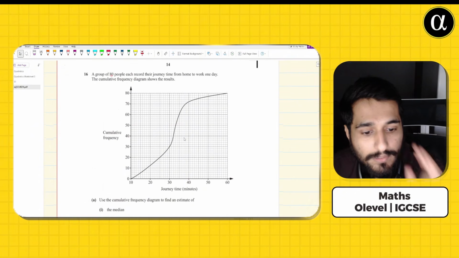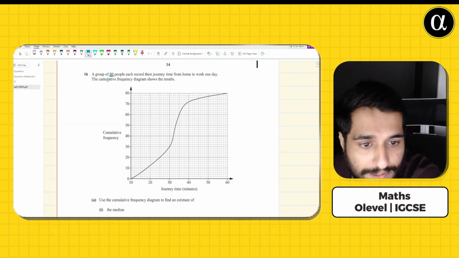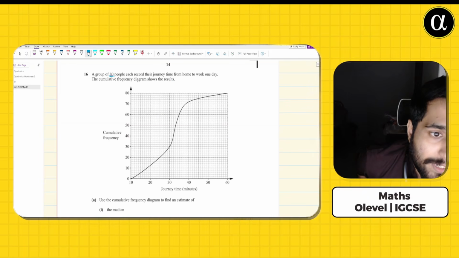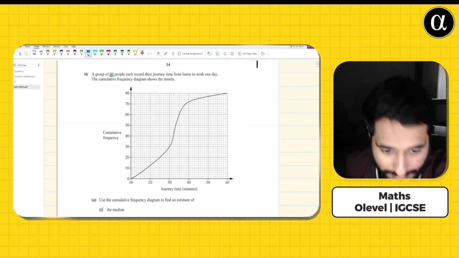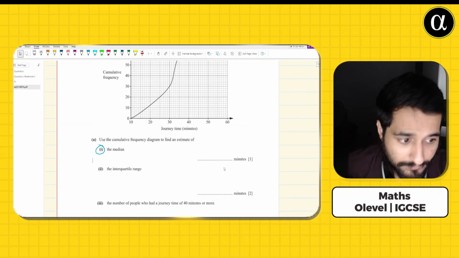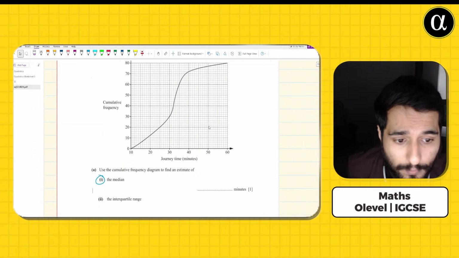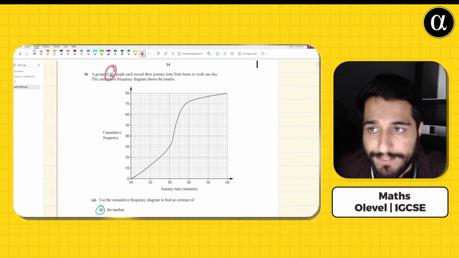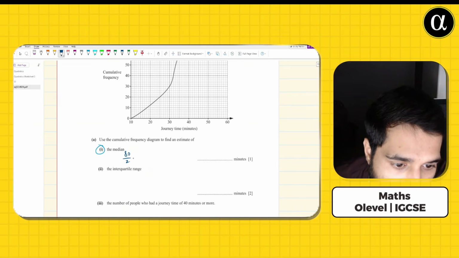Now, question 80 says a group of 80 people each record their journey time from home to work one day. The cumulative frequency diagram shows the results. And for this cumulative frequency diagram, we are supposed to calculate the median. Now keep in mind, for the case of cumulative frequency and recording its median, we divide the total number by 2. We need half of the data set, the total number, that is 80. So what is half of 80? It's going to be 80 over 2, that gives me 40.